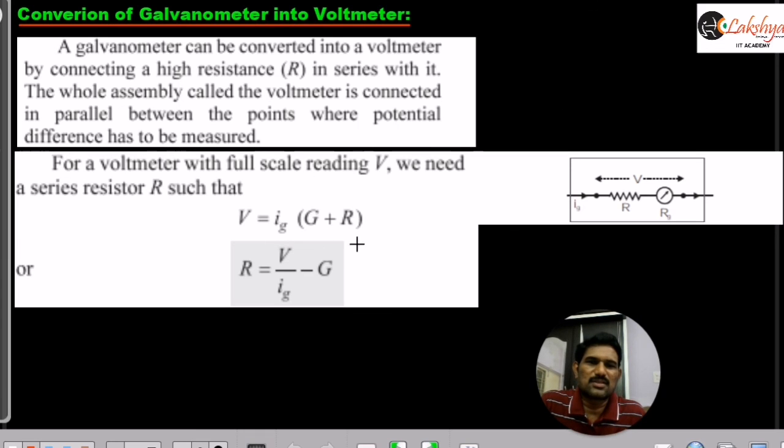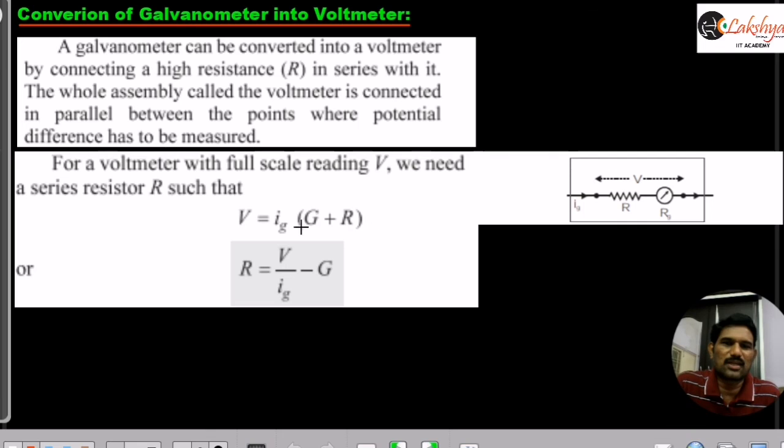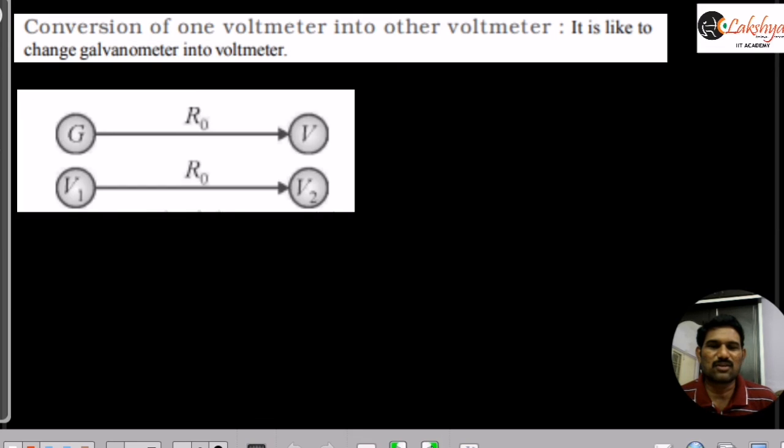So now we can represent that circuit like this. That conversion I am again representing like this. So this is our required value. The galvanometer and this high resistance are both connected in series. So G plus R into Ig must be equal to the potential difference across this combination, which is the maximum range of this voltmeter. Then from this we calculate this R value like this.